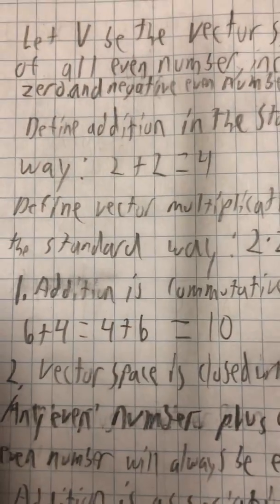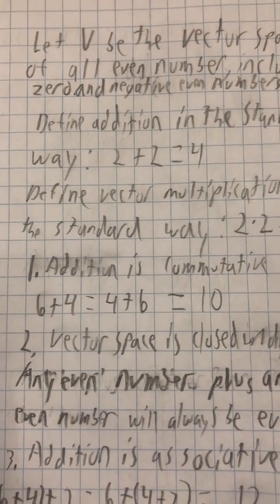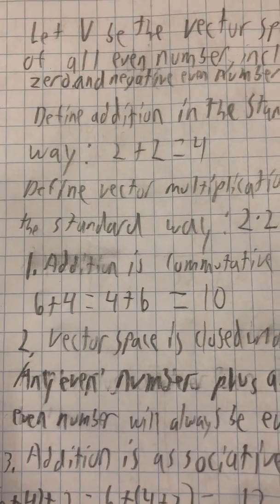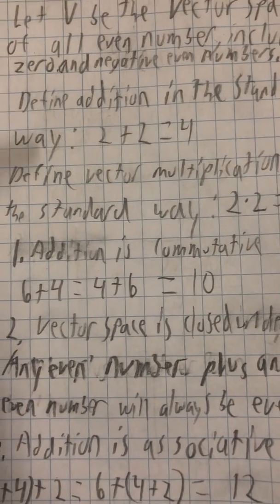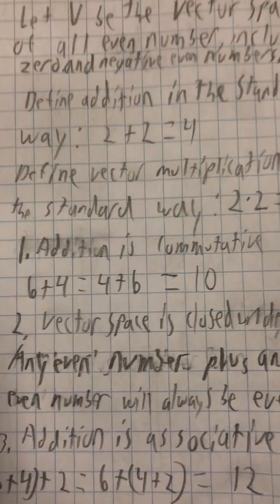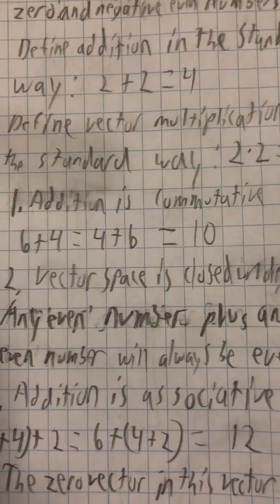Alright, so to satisfy all but one of these conditions, I chose the vector space of all even numbers, including 0 and negative even numbers, and to define addition in the standard way, so 2 plus 2 equals 4, and multiplication, once again in the standard way, 2 times 2 equals 4.